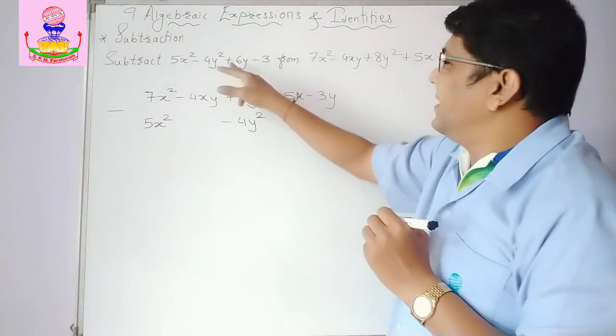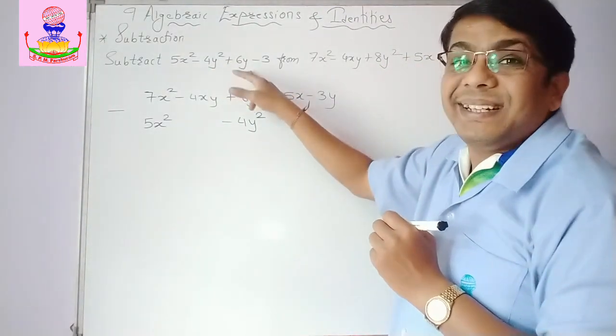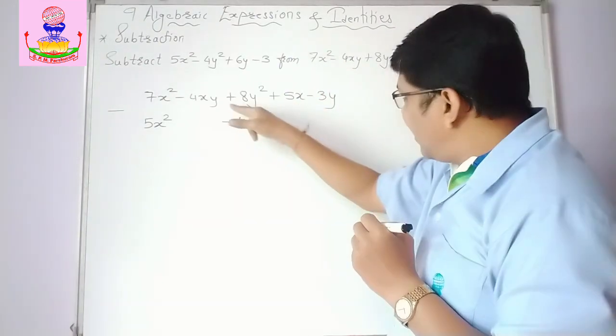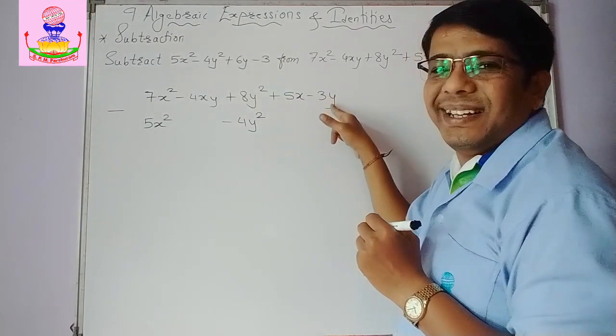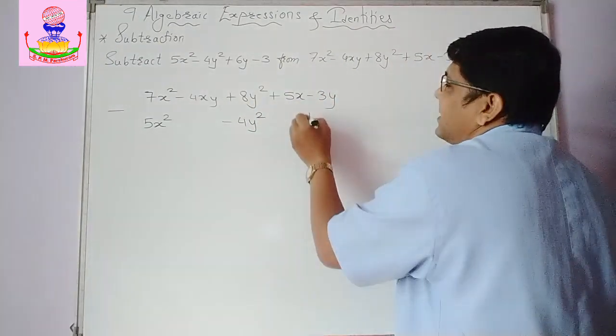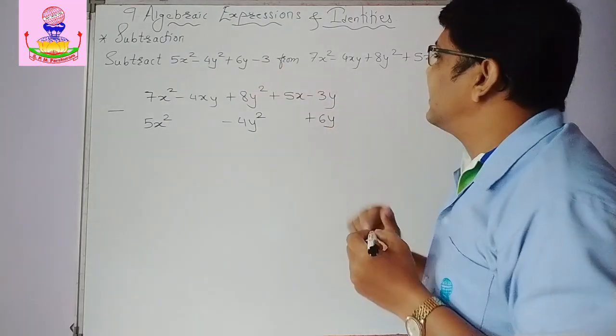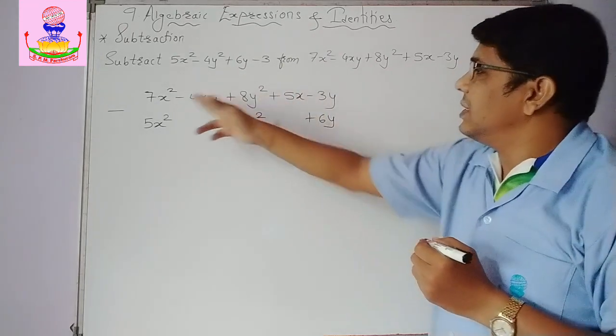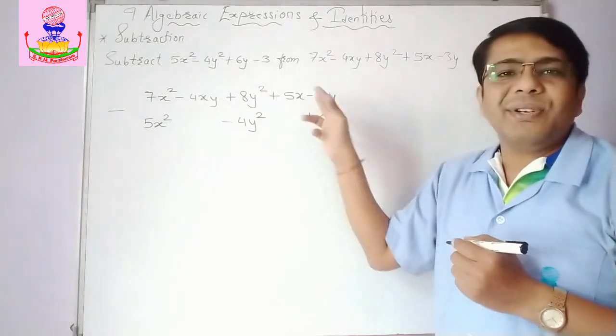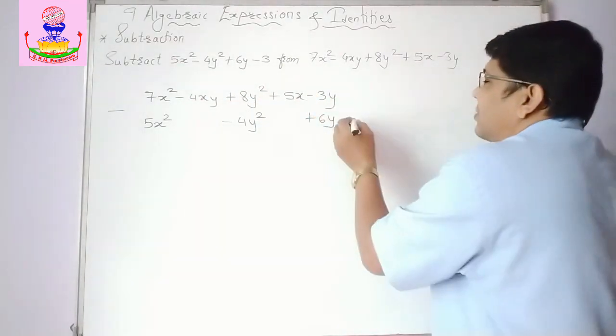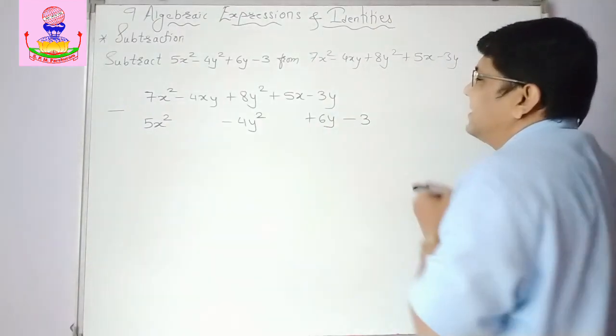Right? Then, plus 6y. So where is y? Oh yes, here it is. So it is plus 6y and minus 3. Now here I don't have any constant term, so it will be separate, minus 3.